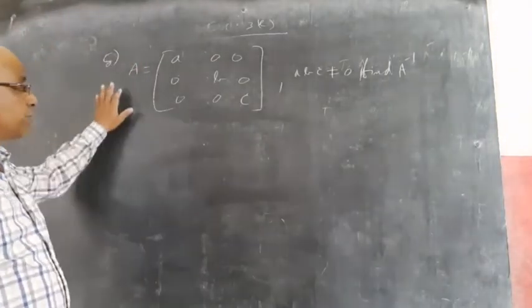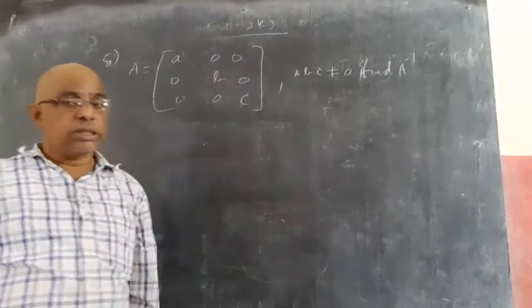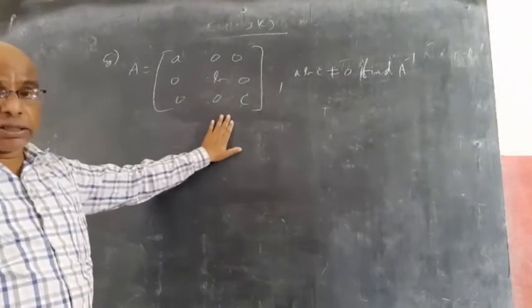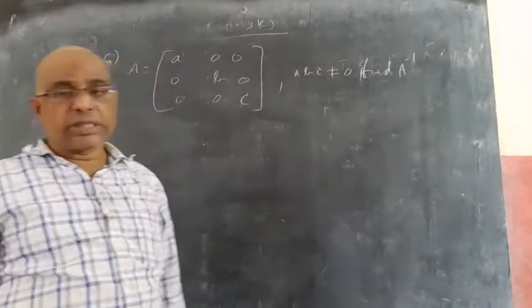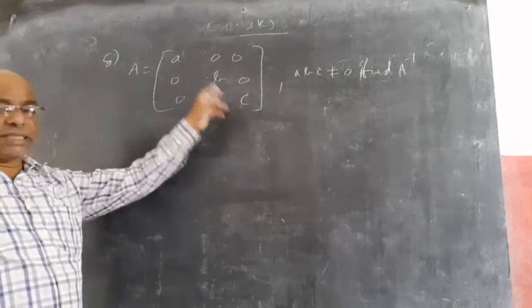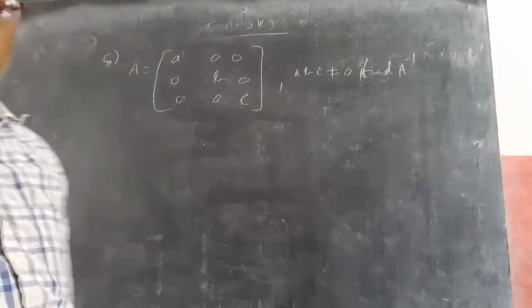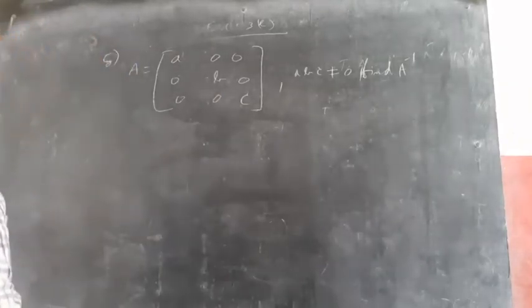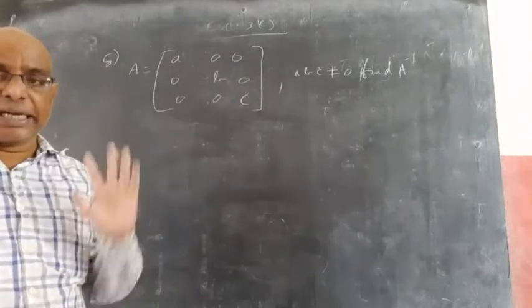Now it is given A equal to A 0 0, 0 B 0, 0 0 C, which means it is a diagonal matrix, and ABC not equal to 0. Then find A inverse is asked. This is ABC diagonal matrix. 3 different elements we are taking, ABC. They may be the same elements. But it is a 3 by 3 diagonal matrix.